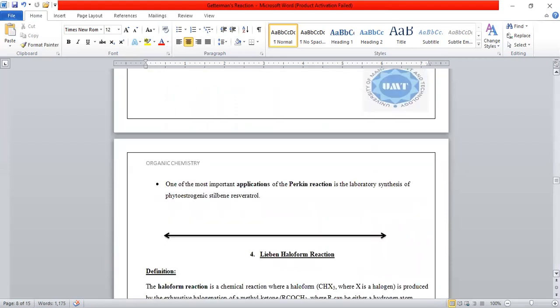One of the most important applications of the Perkin reaction is the laboratory synthesis of the phytoestrogenic stimulant resveratrol. So that's all from my side.